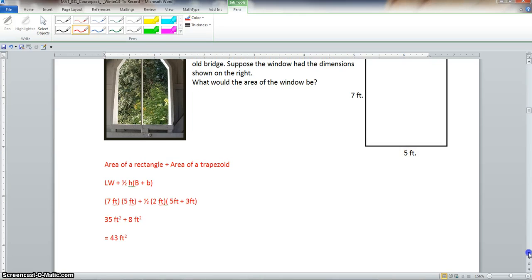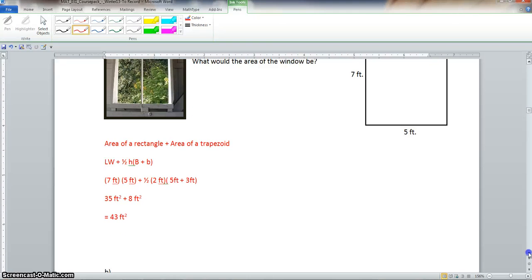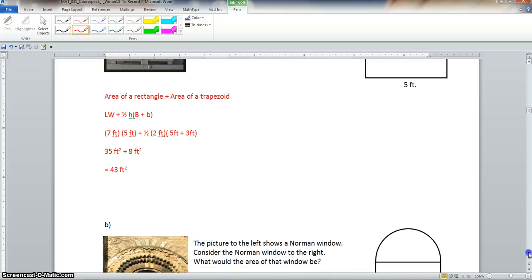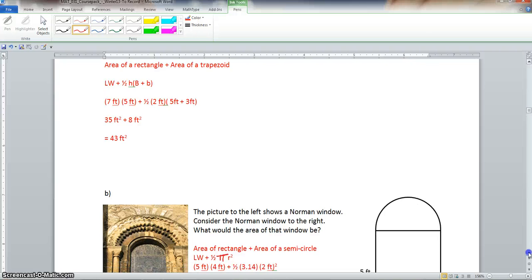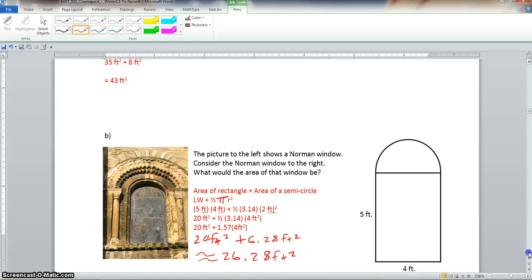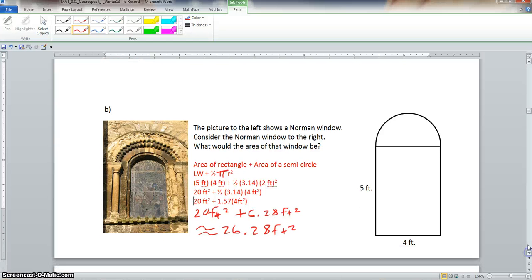Now, we scroll down here to the next figure here, which is B. It says the picture on the left shows a normal window. Consider the normal window to the right. What would the area of the window be? Now, I was able to write in a couple things here. Hopefully it does not disappear.